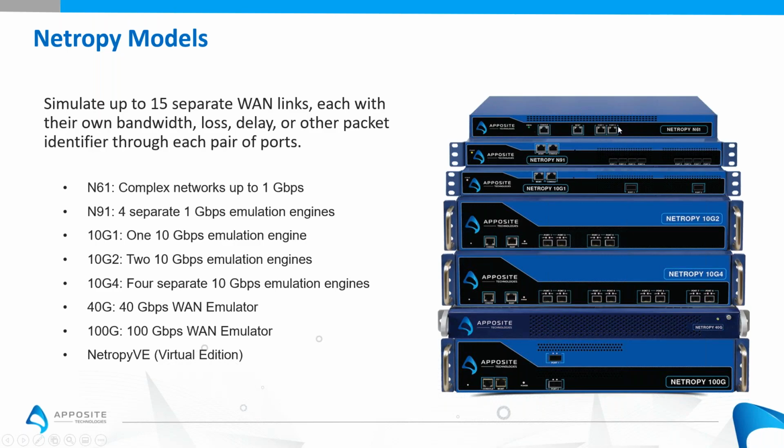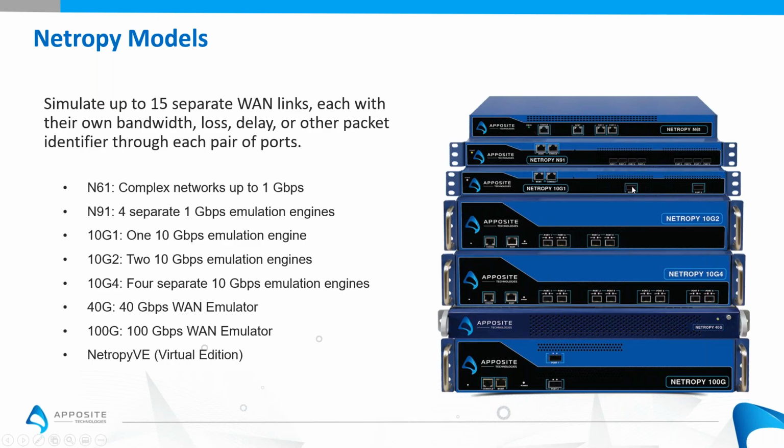So each paired port represents one engine. When we say engine, that means an emulator inside a chassis. So this N91, since it has 8 ports, has 4 emulators in one chassis. And this again is a 1U chassis.